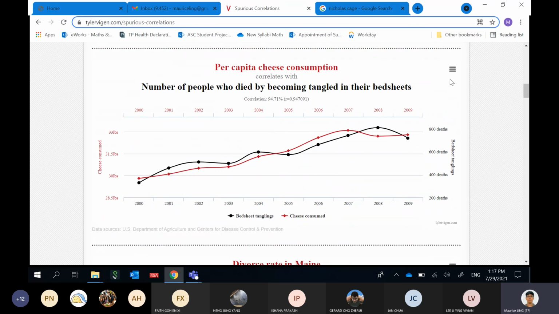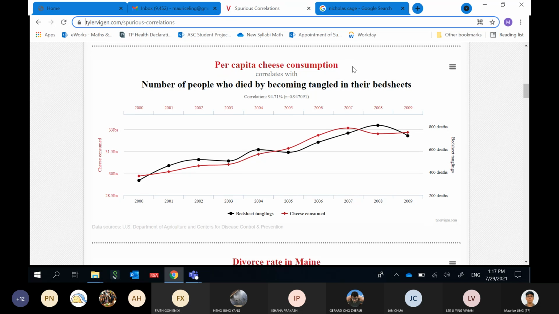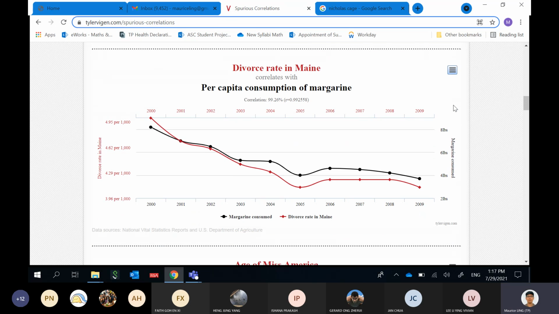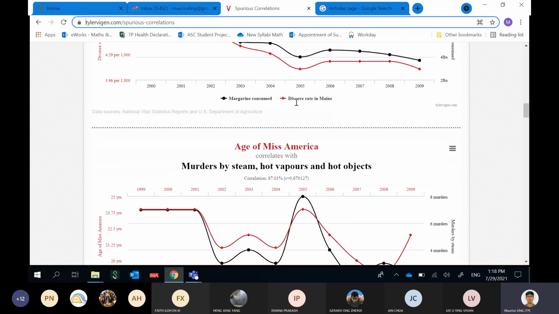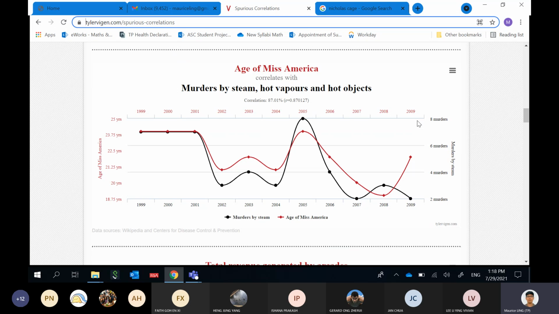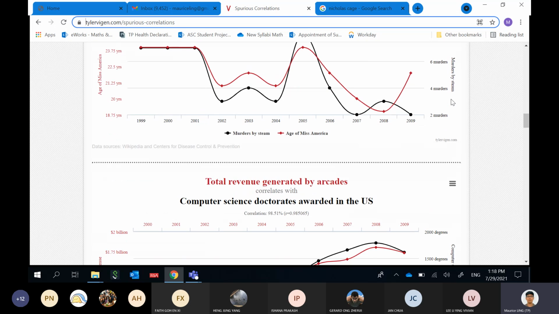Per capita cheese consumption, meaning how much cheese, on average, the population consumes per person, is also very well correlated, about 0.95, to the number of people who die by being entangled in their bed sheets. Yeah, people do die by wrapping themselves like a burrito. Okay. The divorce rate in Maine, a northeastern state in America very near Canada, is correlated with how much margarine people consume. Look at the correlation, it's 0.99. Age of Miss America versus murder by steam or hot objects, and so on.